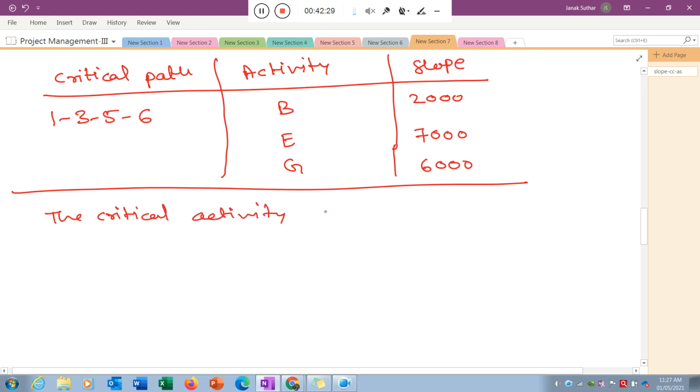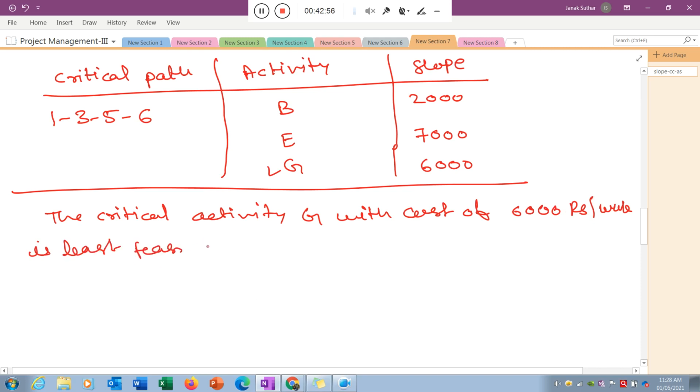The critical activity I quickly try to complete. Okay, G with the cost of 6,000 rupees per week is, you can say, the least expensive and feasible activity for crashing. Okay, to do the crashing, you can write down here.